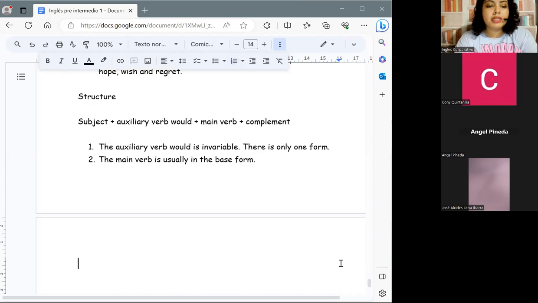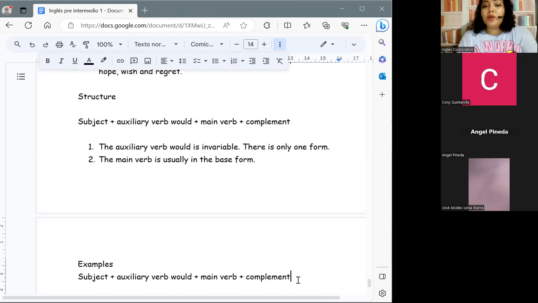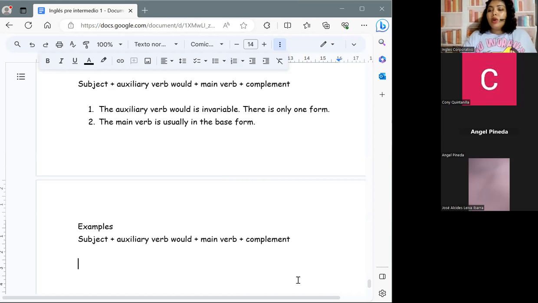So we're going to see some examples following the same structure. You are going to see the form in which we can create these statements. We are going to have three: one is positive, the second one is negative, and then we are going to make also a question. So we are going to see the three different forms. Vamos a ver cómo queda con las tres formas diferentes.